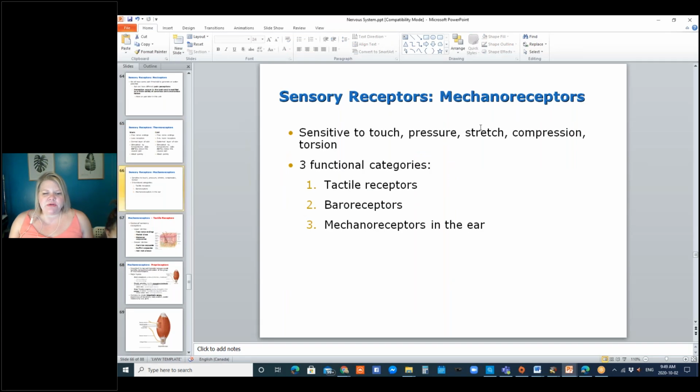All right, mechanoreceptors are sensitive to touch, pressure, stretch, compression, and torsion. There's really 3 functional categories of mechanoreceptors, and they're going to fit in one of these. Tactile receptors, which are touch, baroreceptors, which have to do with pressure, and mechanoreceptors, which have to do with hearing.